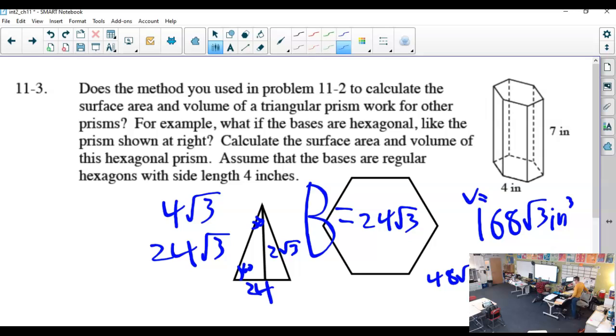Because right here we did that. Then we could either leave that in kind of a binomial form, right? 168 plus 48 radical 3. Wait, 48, because there's 2 of these. This is the surface area. 24 rad 3 doubled. Sorry, I'm trying to go fast, but please slow me down if we need to slow down.